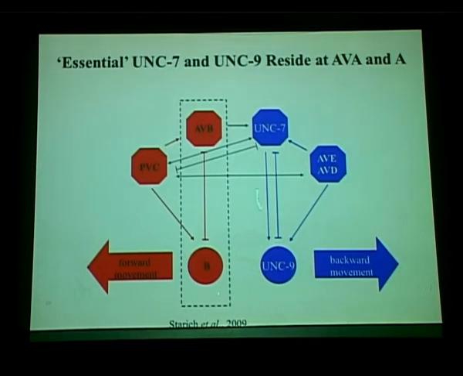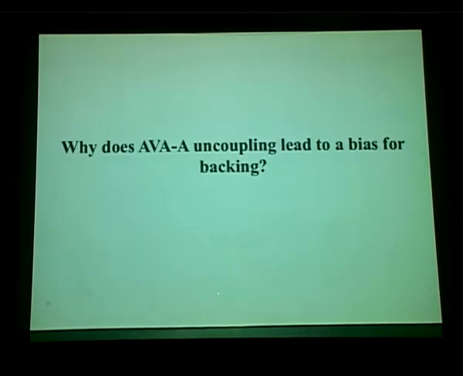So what that suggests is that the gap junction between AVA and A is the predominant functional cause, the defect that causes the animal to be unable to separate A and B motor neuron activity difference. And this is just all the cells. So this gives us a little bit of a puzzle.